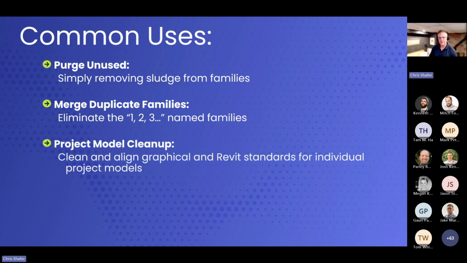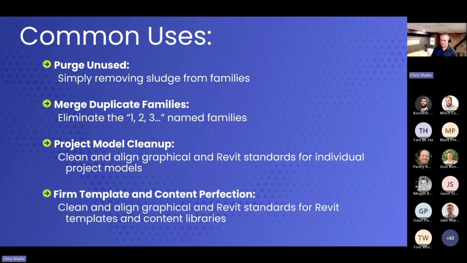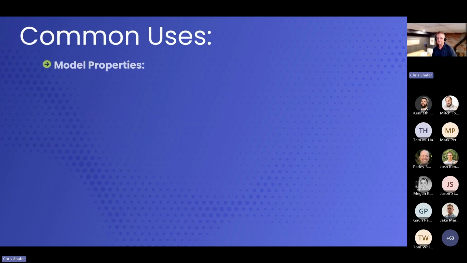Then, taking it up to the next level is project model cleanup. This is where firms will clean and align their graphical Revit standards for their individual project models. And then the big thing that a lot of firms will use model properties for is perfecting their templates and their content. In past webinars, we talked about the content car wash, and this is really what we're talking about here: going through that process and making sure every nook and cranny of your templates and your content are in perfect alignment with your standards.